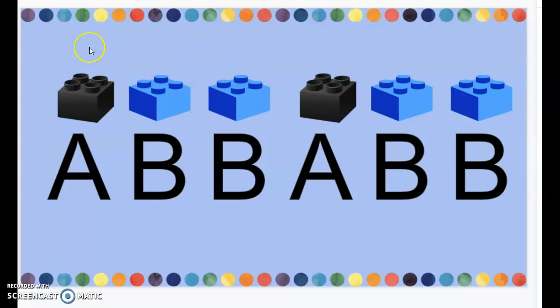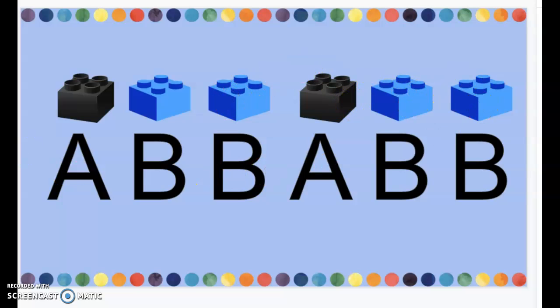Now, these things could be any type of object. It could be banana, apple, apple, banana, apple, apple, or it could be star, heart, heart, star, heart, heart. But today we're going to use blocks. So our pattern is black, blue, blue, black, blue, blue. So let's look at this one.